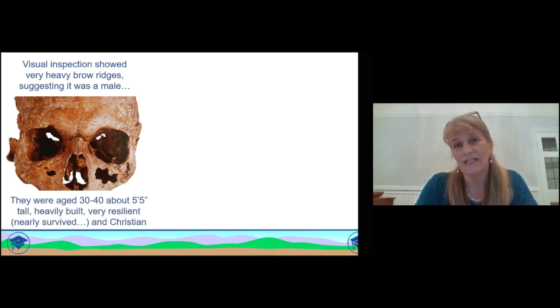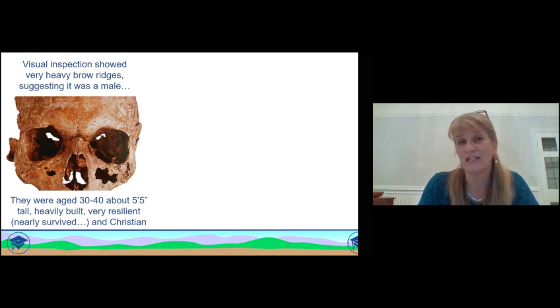Further examination of the skeleton when we got it back to the lab showed that they were aged about 30 to 40 when they died. They were about 5'5" in height. They were heavily built. The heavy brow ridges were matched by the rest of the skeleton. Very resilient. They nearly survived the attack, which, as we've seen, was fairly brutal. And they were Christian because they were buried in a Christian cemetery.